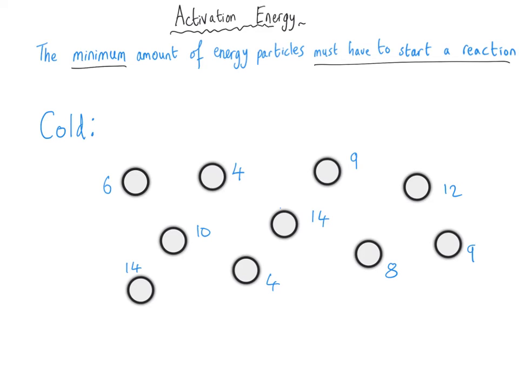So if the minimum amount of energy needed to start a reaction, let's say this activation energy, was something like 12, the energy of activation is 12, then what that means is if we have a look at the particles, not very many of them, this one and this one and this one, have got enough energy to react at this cold temperature. If we were to make it warmer, what we would be doing is giving these particles more energy. So instead of the energy that they had before, I'm just going to double all of these numbers.